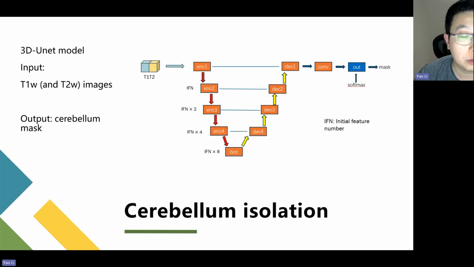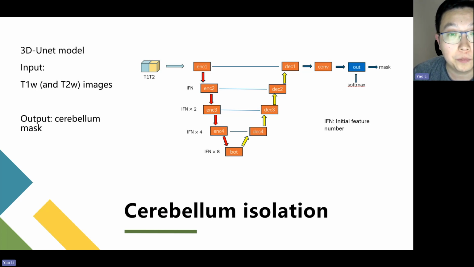Our approach is to use a 3D UNet to generate such a mask. This is the overall architecture of the UNet. Here we have a T1 image and a T2 image that are concatenated together to fit into the UNet, and the UNet has multiple encoders and decoders that are trained to learn the features from the images and produce the mask.